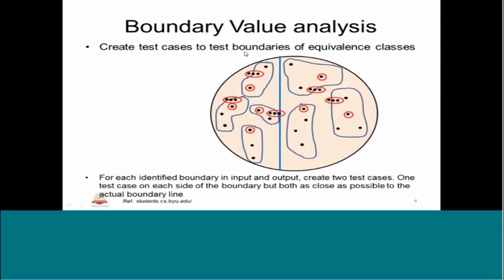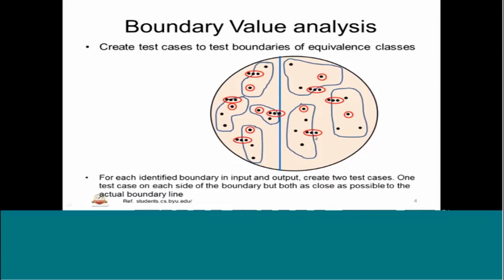So the first step is create test cases to test boundaries of equivalence classes. For each identified boundary in input and output, create 2 test cases. That means we know that 2 dots are here, right, for the boundary conditions. 2 test cases definitely are going to be there. One test case on each side of the boundary, but both as close as possible to the actual boundary line. That means how the system behaves for that boundary inputs.